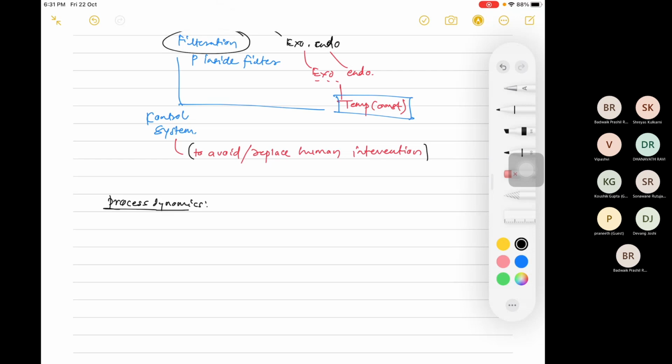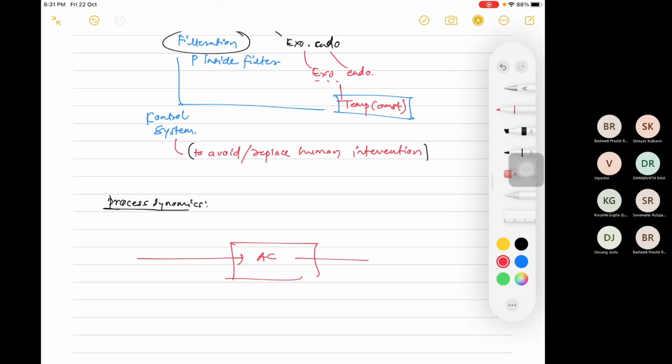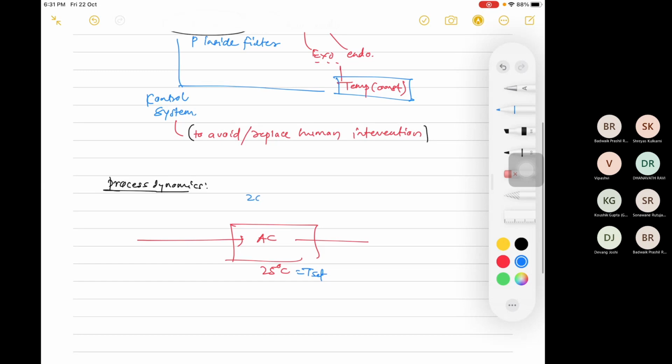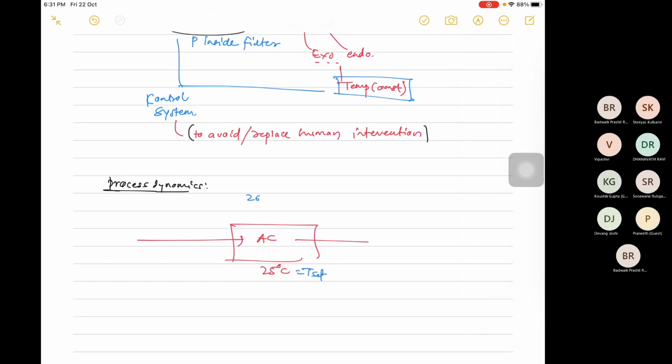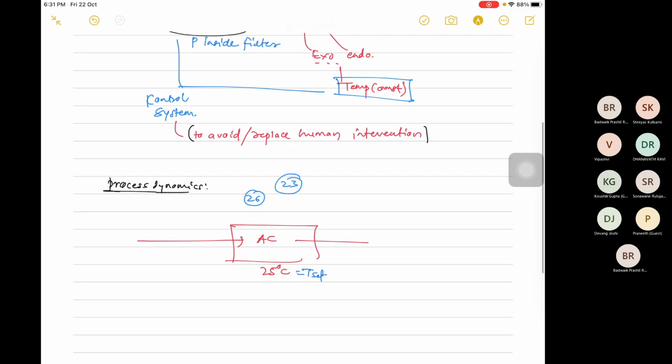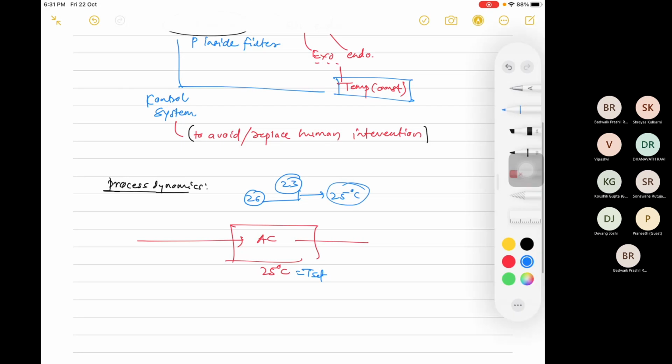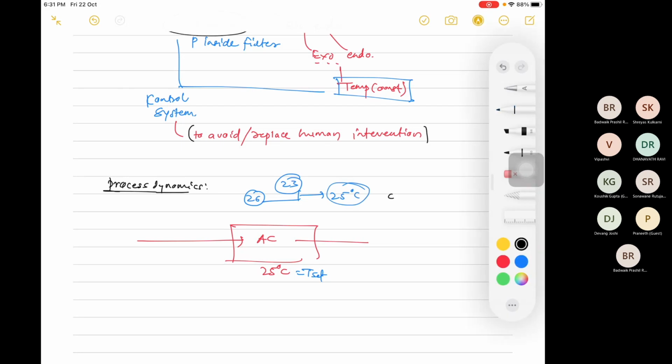This is an example taken in your class every time. Take an AC in a room, whose temperature you need to maintain at 25 degrees Celsius. So this is your T set. Suppose the temperature is 26 now, or maybe it is 23, and you want the temperature to be at 25 degrees Celsius. So what will you do? You will have some control system, you will apply that, and based on this you will maintain the temperature.